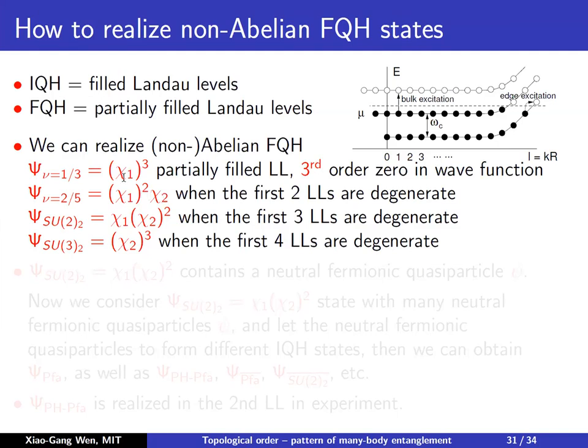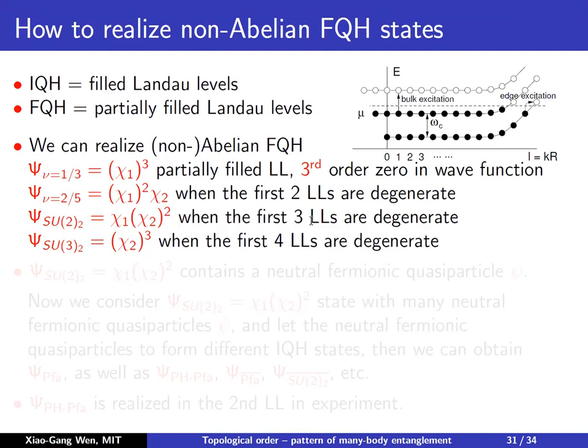So chi 1 cubed has a third order zero in the wave function, so it is favored by short-range interaction. This chi 1 squared times chi 2 also has a third order zero. They are also favored by repulsive interaction. But those wave functions really live in the first two Landau levels. So if the first two Landau levels are degenerate, this will be a very good, very stable wave function. And that is a hierarchy quantum Hall state, filling fraction 2/5.